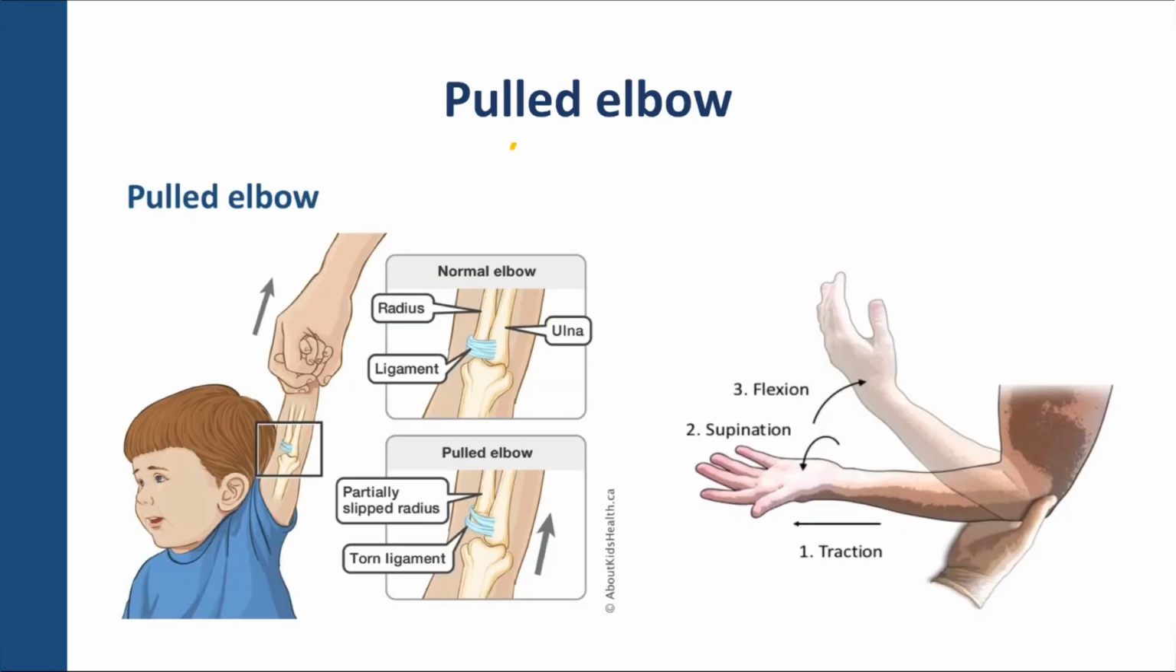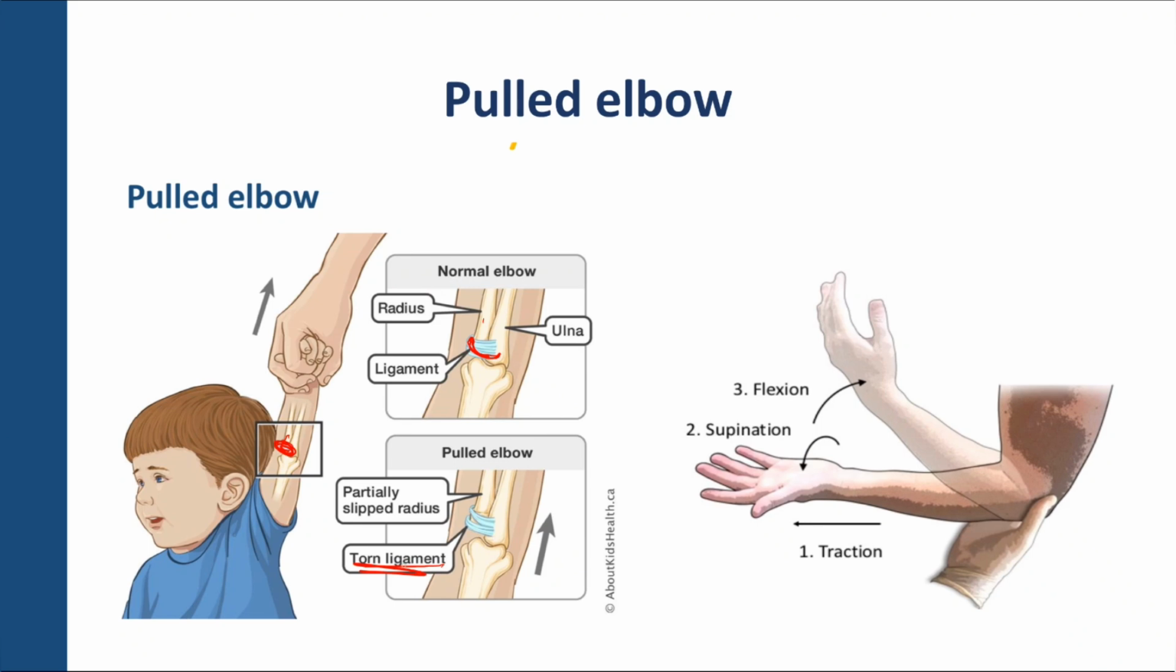Pulled elbow is a very common presentation that happens in children. This is due to displacement of the radial head in the annular ligament. So there is a ligament called the annular ligament. The radius will be displaced or slipped at that ligament. Sometimes the ligament might be torn. So the patient is having pain and does not use the hand. Usually the mechanism of injury is when lifting or swinging them by their hand.